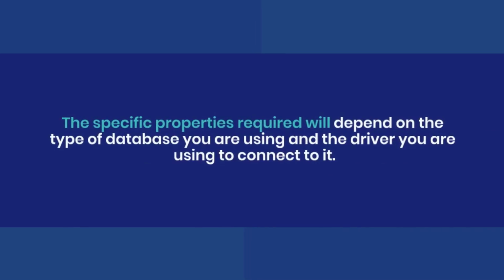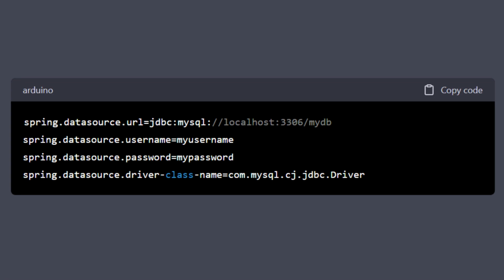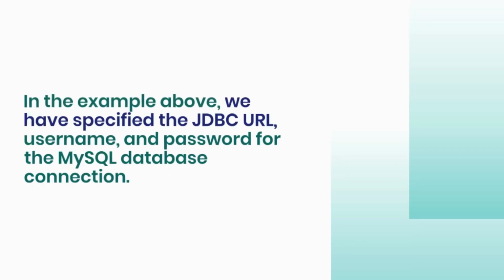The specific properties required will depend on the type of database you are using and the driver you are using to connect to it. Here is an example of how to configure a connection to a MySQL database in the application.properties file. In the example above, we have specified the JDBC URL, username, and password for the MySQL database connection.